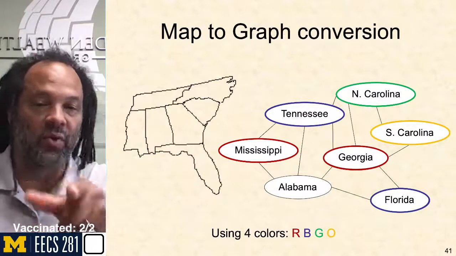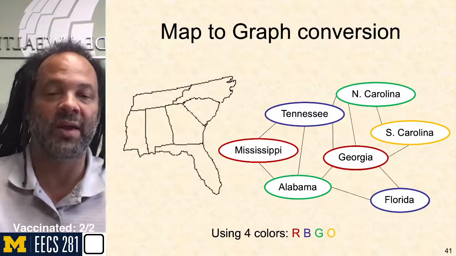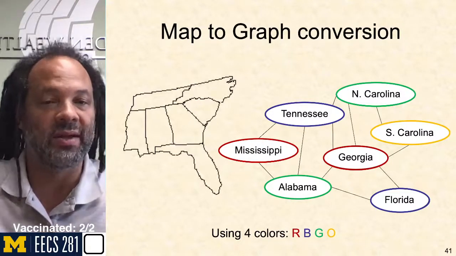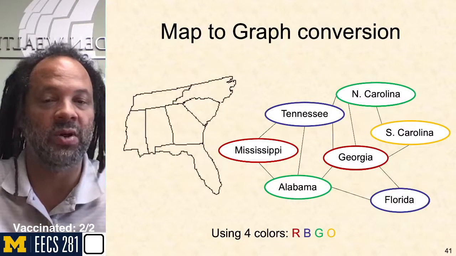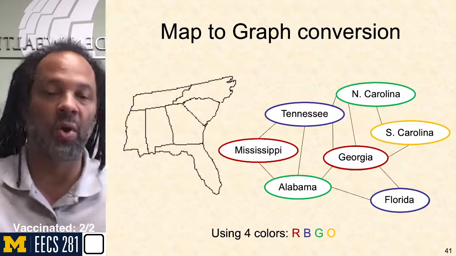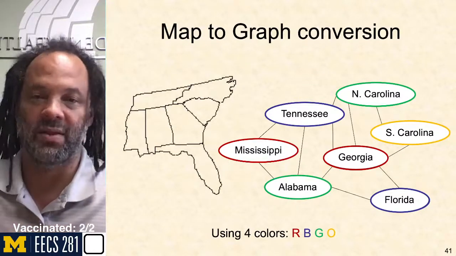I'm going to try to put green in there at Alabama, and lo and behold, I have a map coloring that works. Mississippi's red, Tennessee is blue, North Carolina is green, South Carolina is orange, Georgia's red, Florida's blue, Alabama's green, and no borders are between two states of the same color.